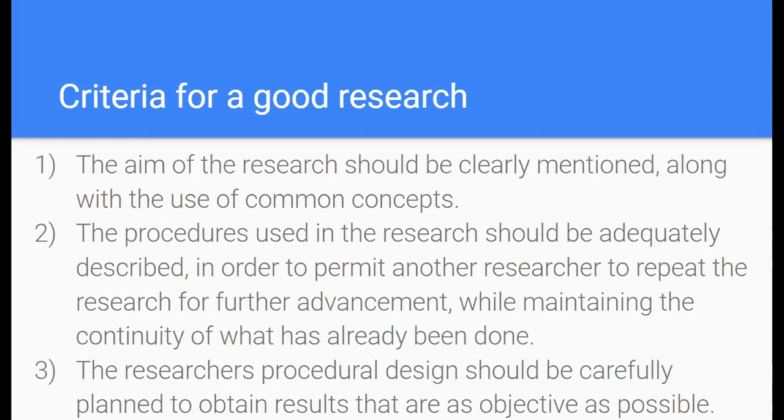So now, this is very important. Criteria for a good research. So now, if you're here to write your thesis or project, or you want to write a paper, the aim of the research should be clearly mentioned, along with the use of common concepts. Okay, in this case now, what should be our aim? What should be our aim? The aim of the research.